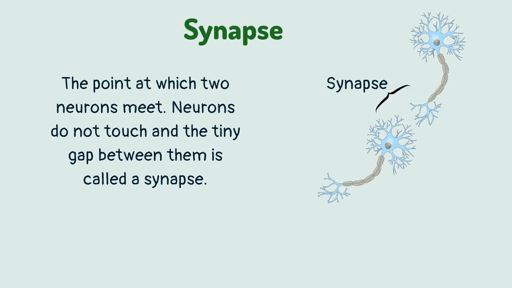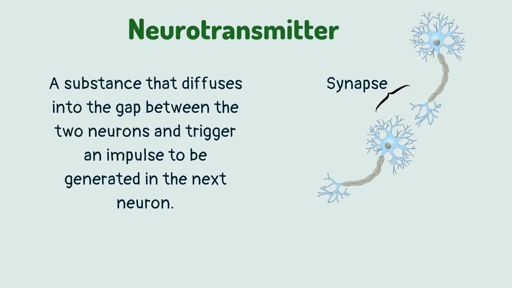The point at which two neurons meet. Neurons do not touch, and the tiny gap between them is called a synapse. A neurotransmitter is a substance that diffuses into the gap between the two neurons and triggers an impulse to be generated in the next neuron.